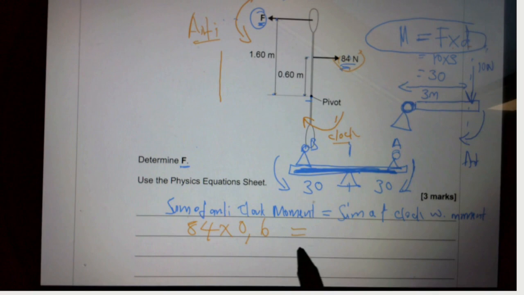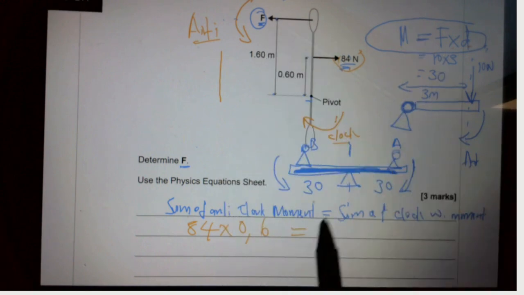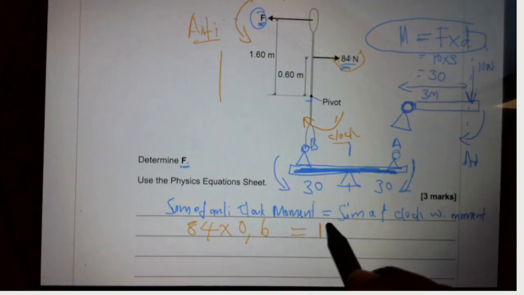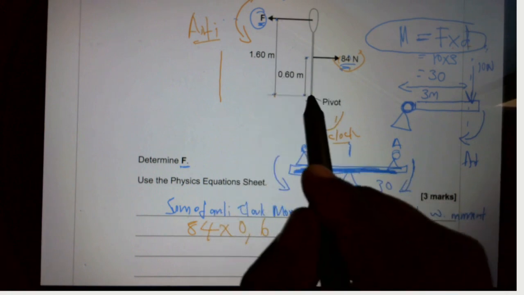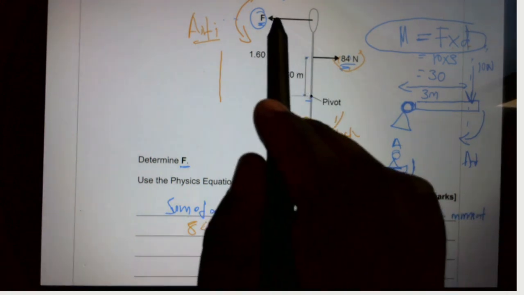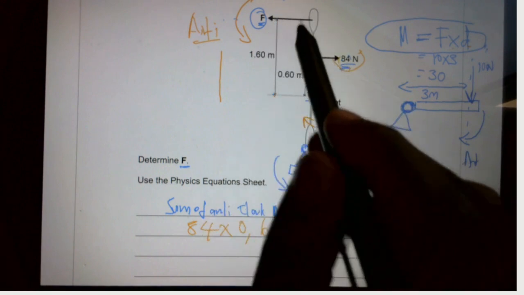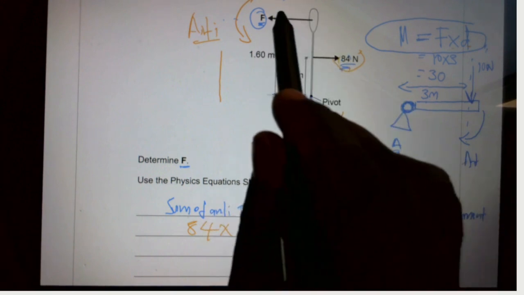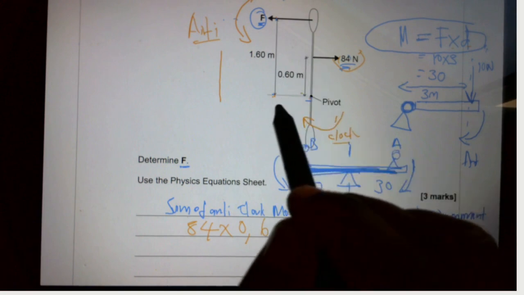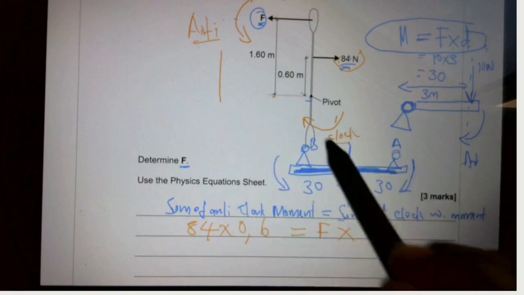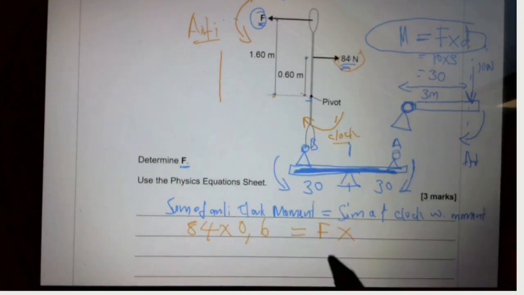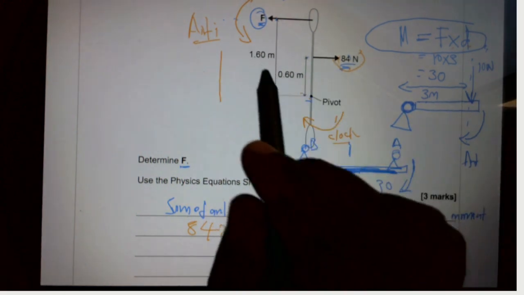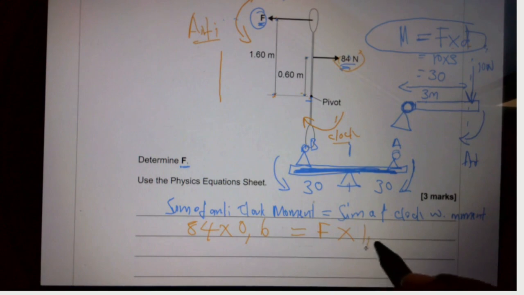Then now we check here with this one, the force is F, we don't know. We put F multiplied by the perpendicular distance. The perpendicular distance is from the pivot to the force, or to the line of action. This is the pivot to this force. So the moment for this one is F, which we don't know, and the distance is 1.6.